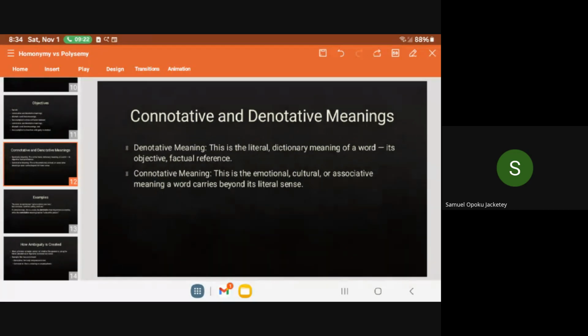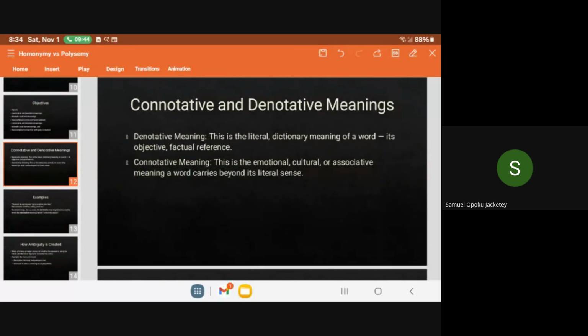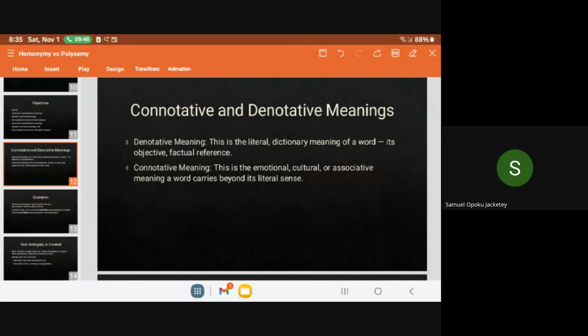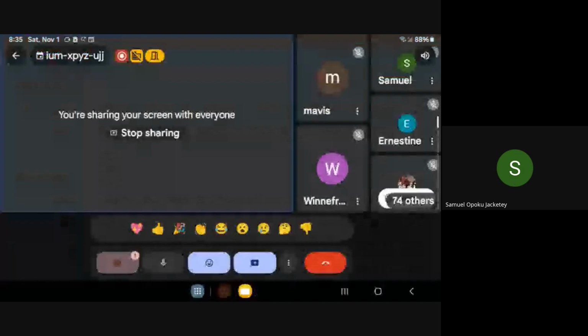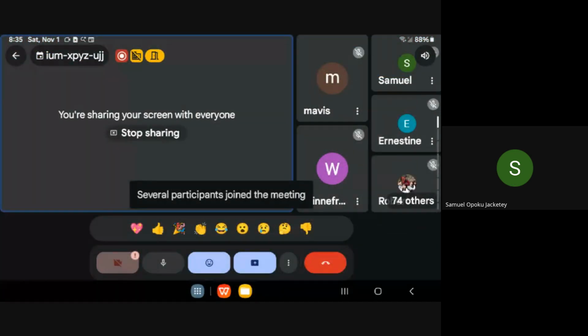If it's denotative, then it is literal. It refers to general situations, the obvious dictionary meaning. But if it is connotative, then the circumstance within which it is used, be it emotional, cultural, or associative, would let you appreciate that no, this one is not denotative, but connotative. This is what I have to say. If someone else wants to contribute, I'll be grateful. Thank you.